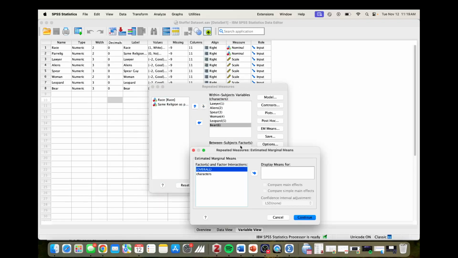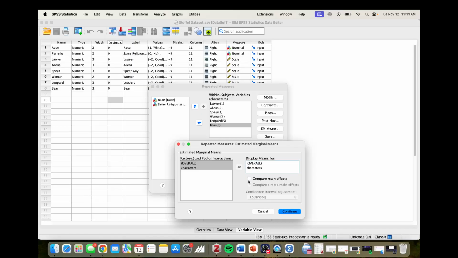Next, you want to go to EM means, and you want to make sure that for both overall and your given artifacts that these are all pulled in and that it's going to display the means for them. Beyond that, you want to make sure that compare main effects is clicked. That gives you an opportunity to compare individual artifacts to one another to see how they differ.